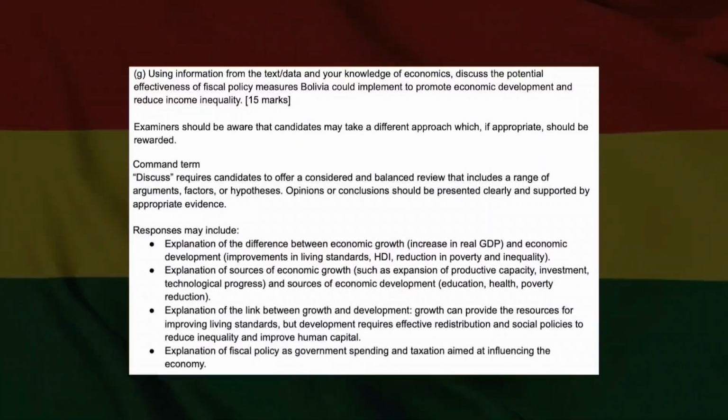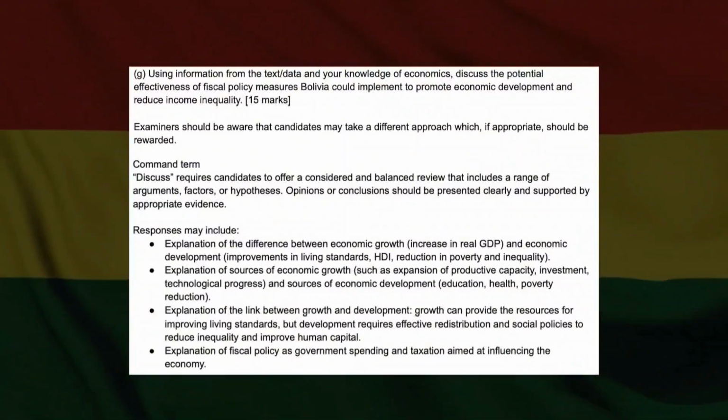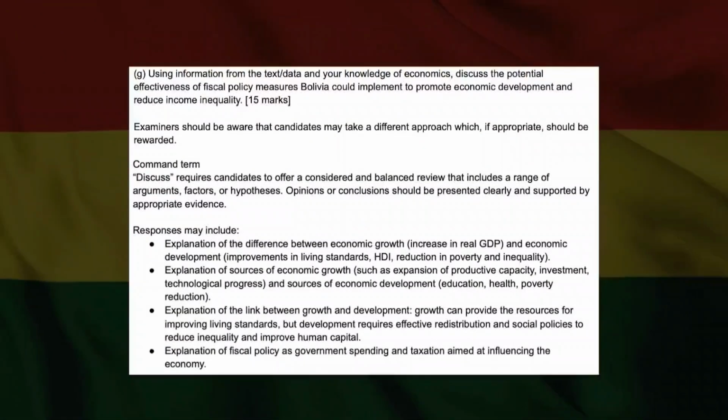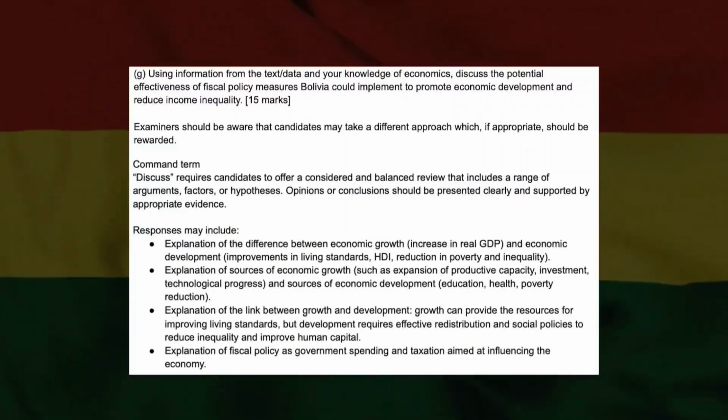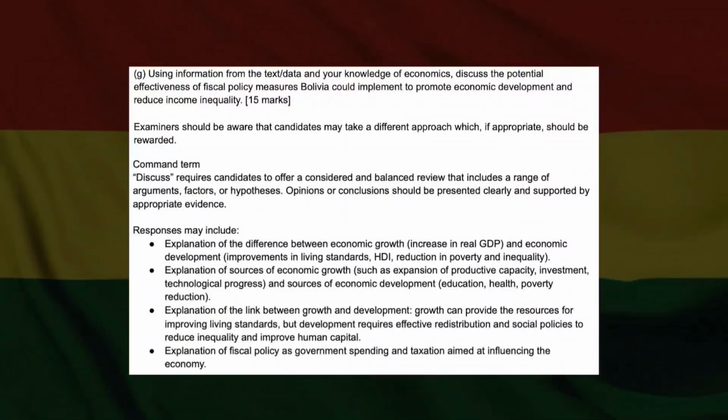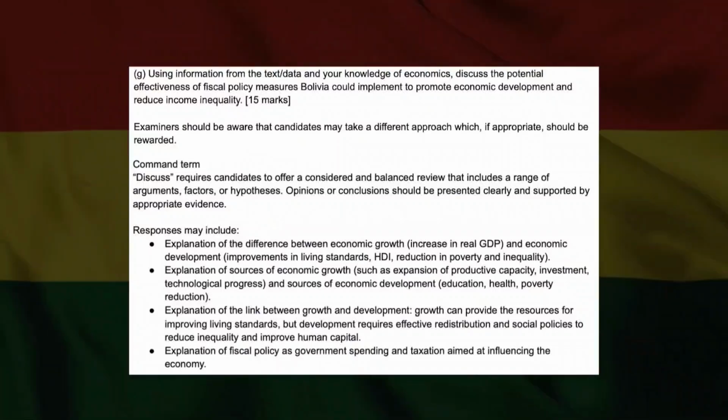The command term discuss requires candidates to offer a considered and balanced review that includes a range of arguments, factors, or hypotheses. Opinions or conclusions should be presented clearly and supported by appropriate evidence. Responses may include explanation of the difference between economic growth, an increase in real GDP, and economic development, improvements in living standards, HDI, reduction in poverty and inequality. Also, explanation of sources of economic growth, such as expansion of productive capacity, investment, technological progress, and sources of economic development: education, health, poverty reduction.